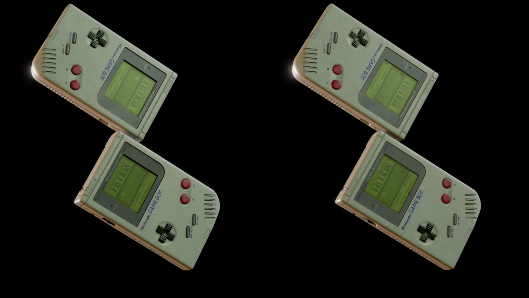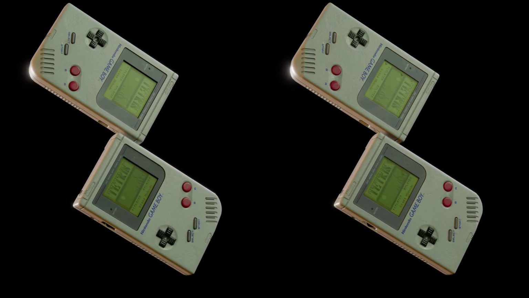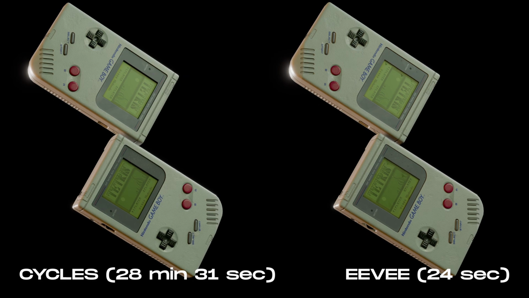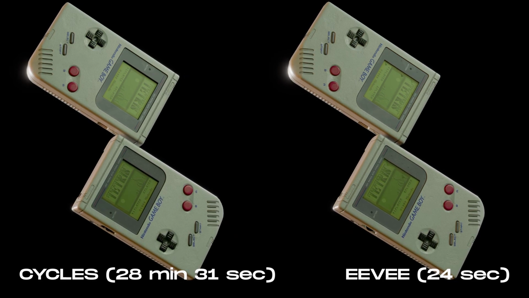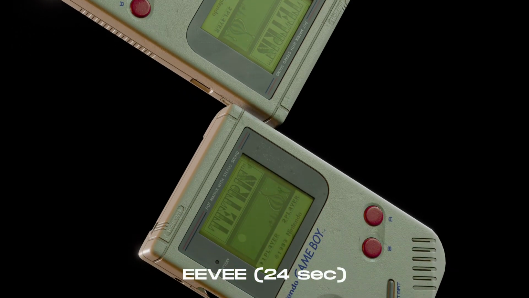But anyway, take a guess where is EEVEE and where is Cycles, and what do you think the render time difference is? Yeah, 30 minutes and 30 seconds. And yeah, you can see some difference here and there, but it still looks good. And here's some other examples.